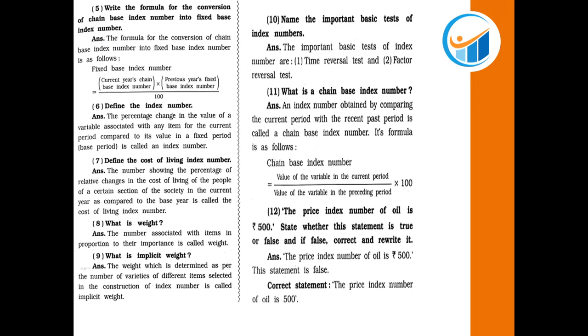So whatever the chain base index number of the current year, you have to multiply by the previous year's fixed base index number, divided by 100. This is the only one formula in index number where we divide it by 100.